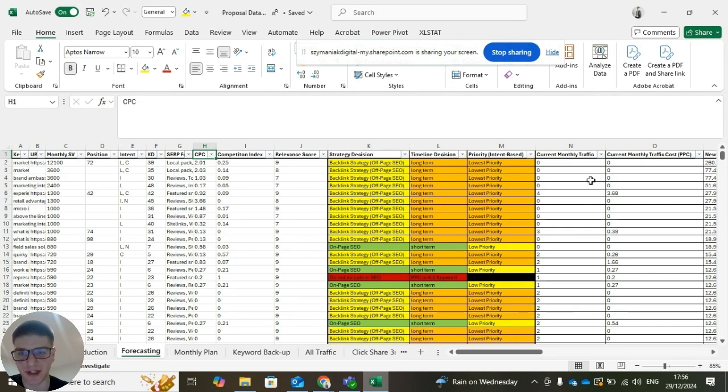For example, I've screened the data so you can't see the queries because I just want to hide what I've been doing. The URL in this example is hidden for privacy purposes. So you have the cost per click, which is the average cost if a user clicks on a Google Ads campaign, how much it would cost you. Competition index is how competitive the ads are for this particular keyword.